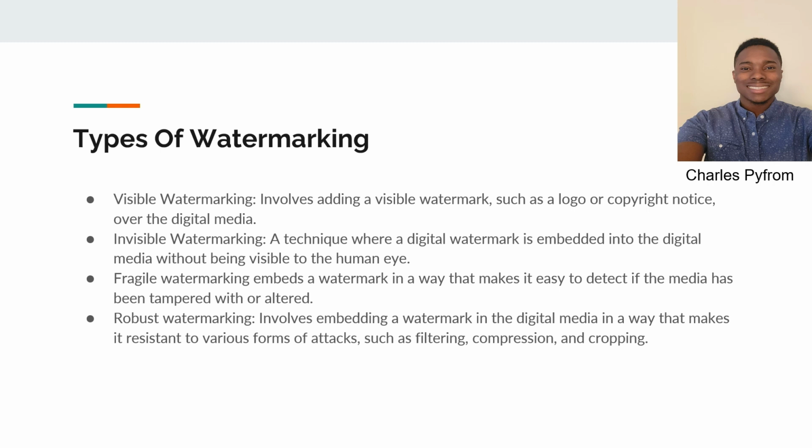Fragile watermarking is a technique used to embed a watermark in a way that makes it easier to detect if the media has been tampered with or altered. Robust watermarking involves embedding a watermark in the digital media in a way that makes it resistant to various forms of attack, such as filtering, compression, and cropping.